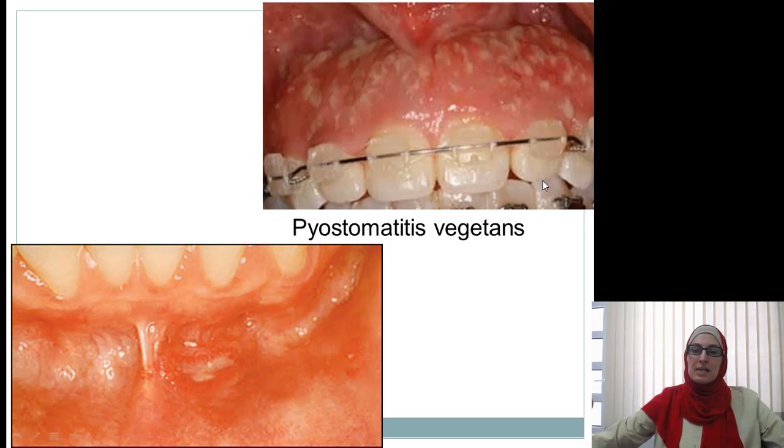This condition is known as pyostomatitis vegetans, and this condition has been linked to inflammatory bowel disease. Any patient with this presentation should be investigated for IBD because it is highly linked and associated with IBD. However, we can see pyostomatitis vegetans occurring without any GI involvement, but this is very rare.